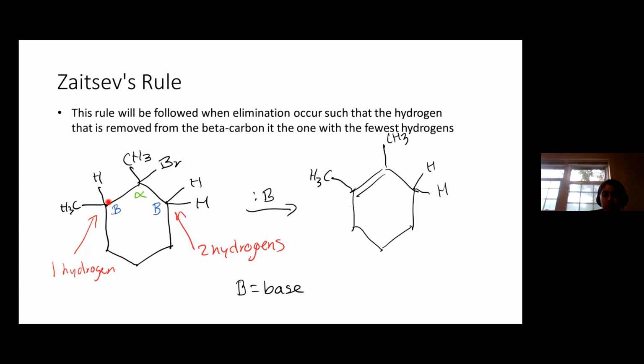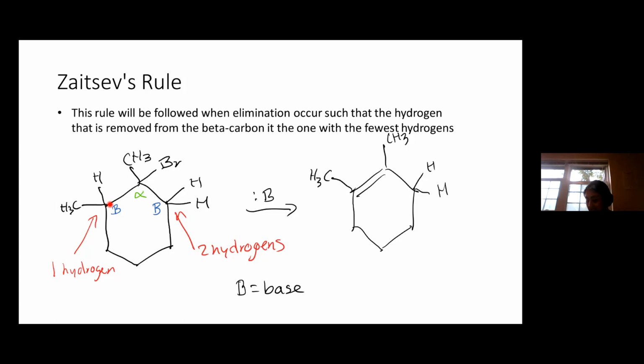Does that make sense to everyone? You can also just draw both ways and see which one will give you Zaitsev's product, which one is going to lead to a more substituted alkene. But this is just the easier way, just looking at which beta carbon has the least hydrogens and removing the hydrogen that's attached to that carbon. Does that make sense to everyone? Any questions? You guys are good?